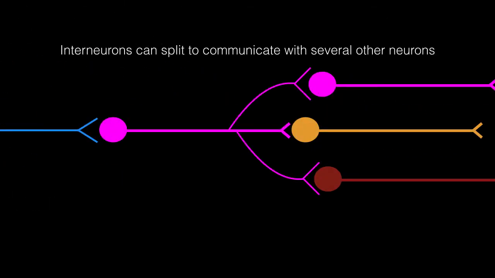Interneurons can also do the same thing. So there we have a sensory neuron synapsing with the pink interneuron, which we see splitting 3 times. Again, it's communicating with all types of neurons. And that's just so it's not one-to-one all the time. It's like one sensory can communicate with a bunch of different things. And that's just more logical.